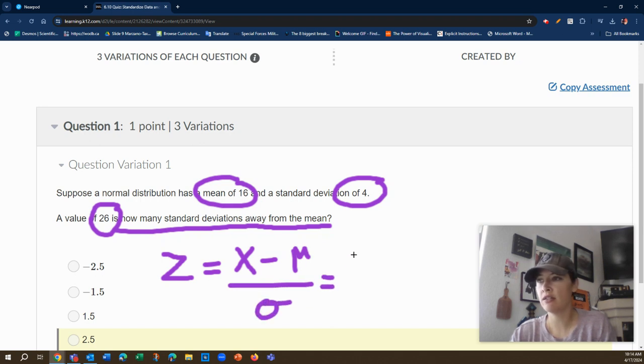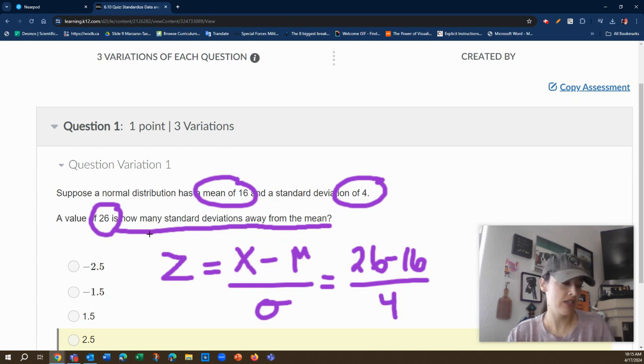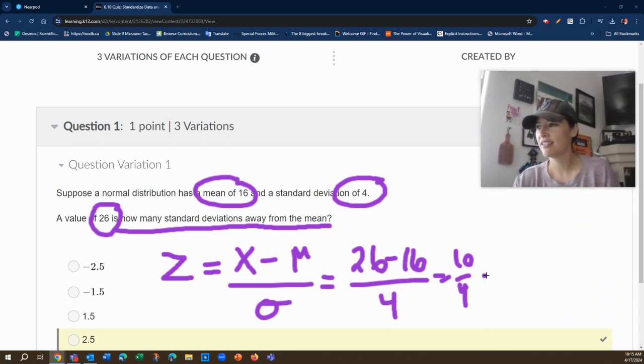When you plug that in, you'll get 26 minus 16 divided by 4. You can plug that into a calculator, your phone, an app. 26 minus 16 is 10. 10 divided by 4 is 2.5. And that's what our z-score is.